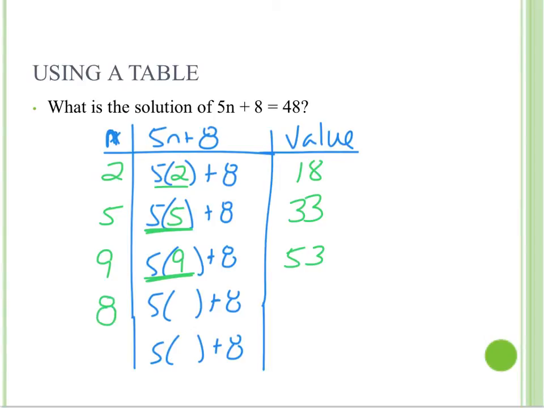Let's try 8. 5 times 8 is 40. 40 plus 8 is 48. So we know when n equals 8, 5 times n plus 8 will equal 48. So this is our solution.